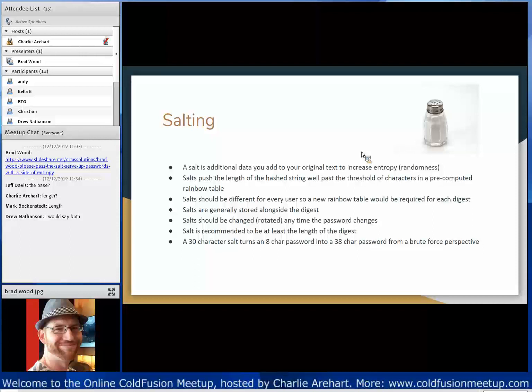So from a brute force perspective, it's all about pushing that base number out, right? Then the length of the password. Wait, it's not the base, it's the exponent.